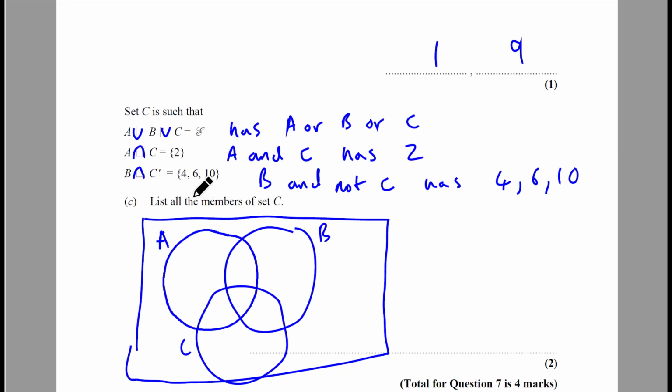So what we could do first is, as a Venn diagram, let's just work out this one. A and C would be 2, so we could put a 2 here. B and not C has 4, 6 and 10. So 4, 6 and 10 has to just be in B.